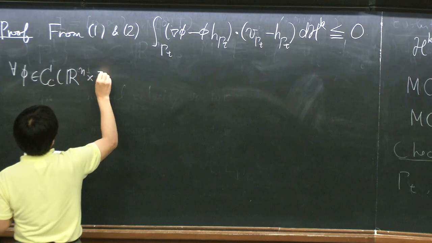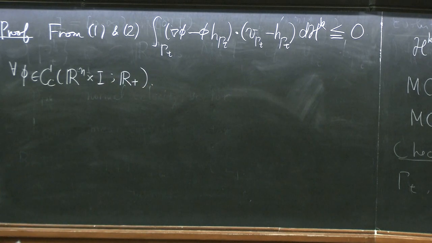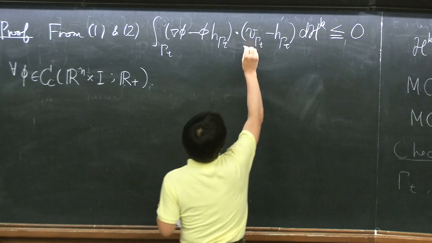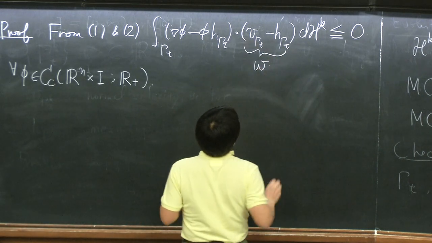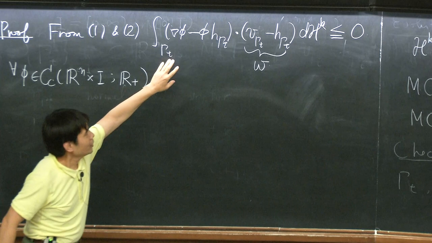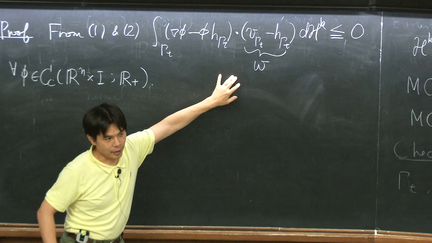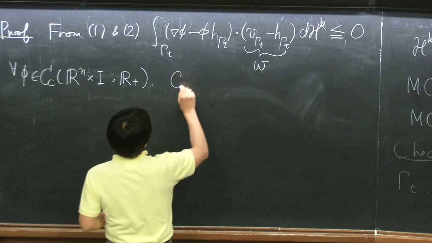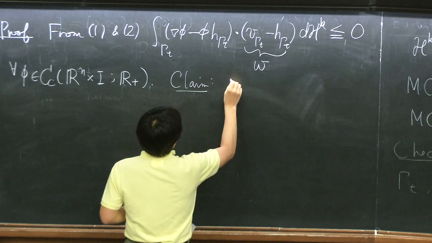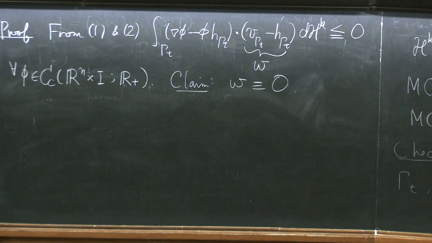It's not so clear why I'm doing this, but let me just continue, because I have to finish this part. Is this clear? Just subtracting 1 and 2, you get this. And for short notation, let me write this as W. So the claim is this: for any non-negative test function, it implies W is zero. That's what I would like to prove. So the claim is W is equal to zero.